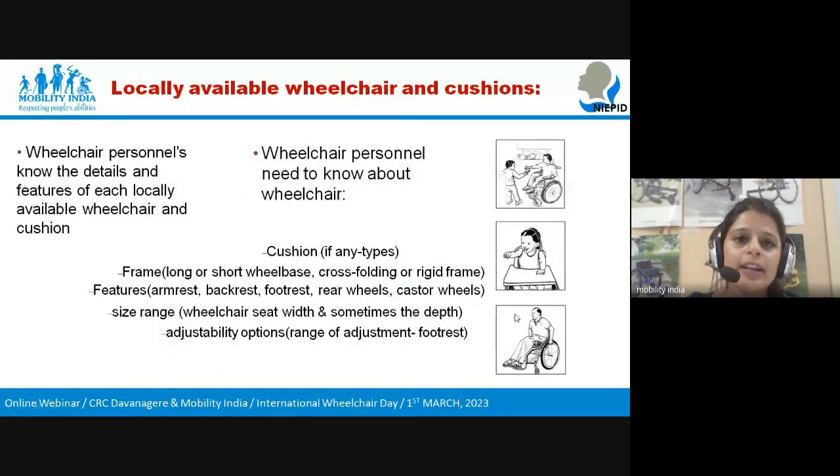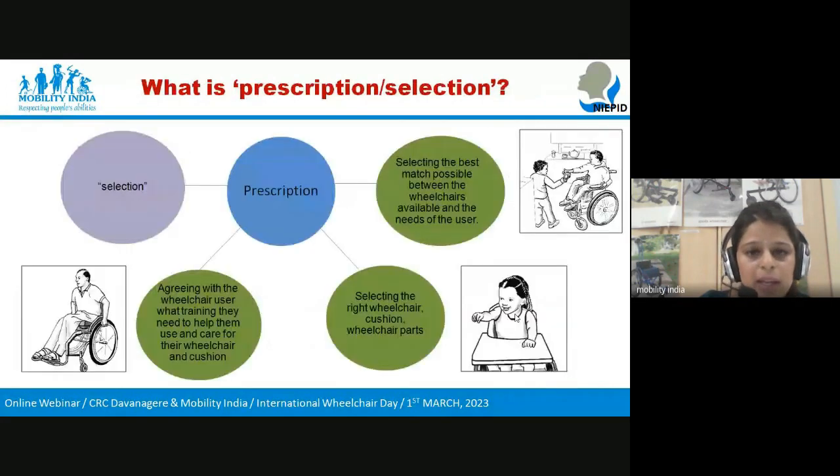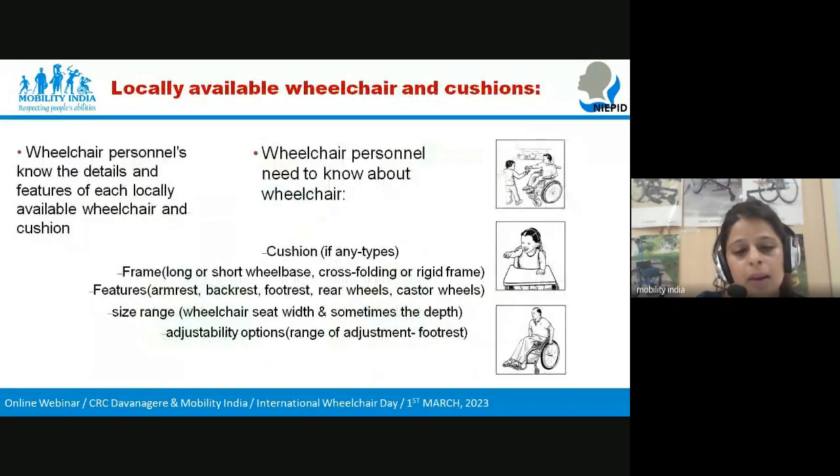Prescription is the stage right after assessment in service delivery. The wheelchair professional should also know the details of the wheelchairs and cushions available at the local level for better prescription. For the cushion, what type it is and whether it will best match your user. For the frame, whether it is long wheelbase or short wheelbase, to correlate with indoor and outdoor activities, and whether it is folding or rigid.